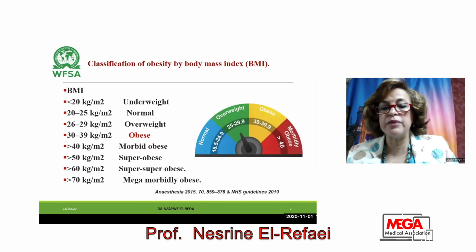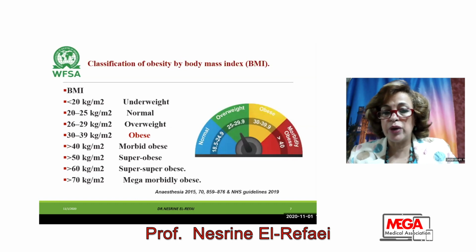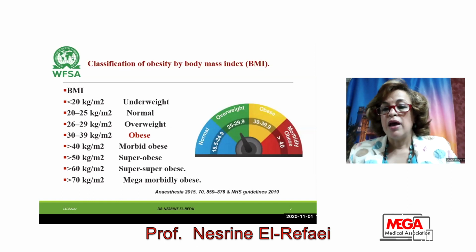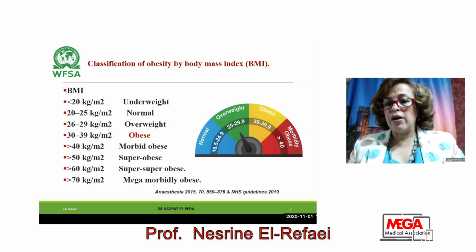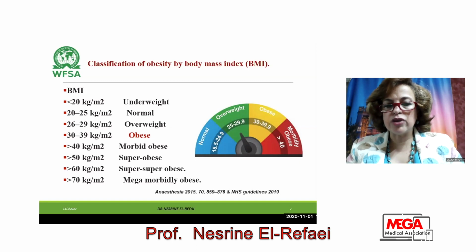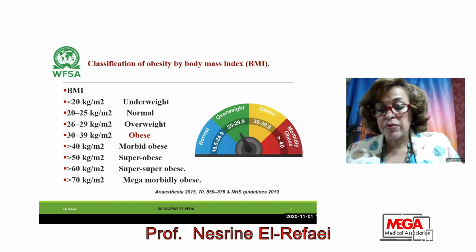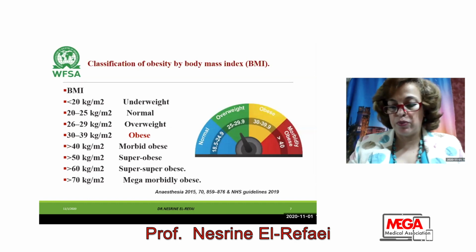Accordingly, you can classify obesity: a patient with a body mass index less than 20 kilogram per square meter is underweight. 20 to 25 kilogram per square meter is normal. 26 to 29 is overweight. More than 30 up to 39 is considered obese. And then the WHO further classifies obesity into class 1, 2, and 3, and I'll show you in the coming slides. But sometimes they call a patient with more than 40 morbidly obese, more than 50 super obese, more than 60 super super obese, and more than 70 hyper morbidly obese or mega morbidly obese.